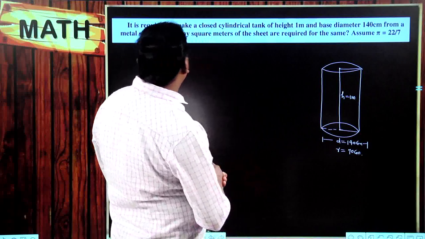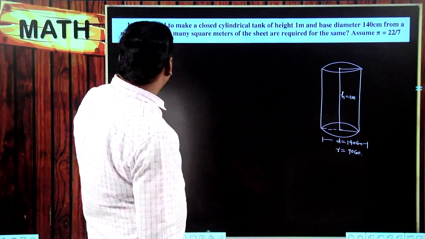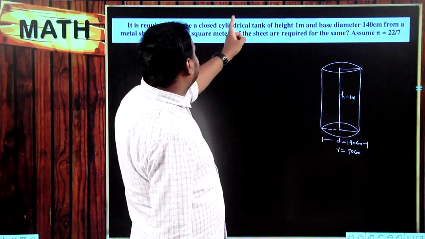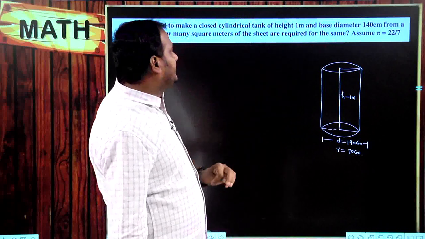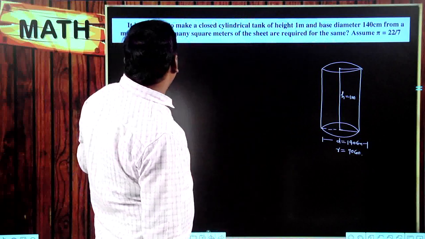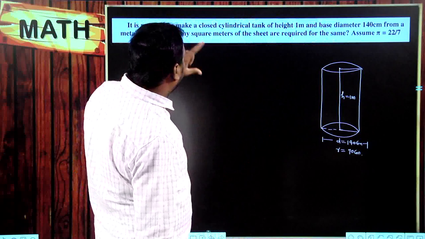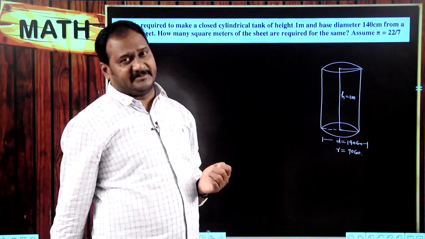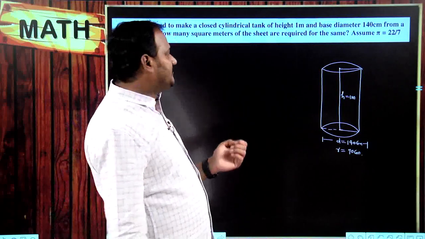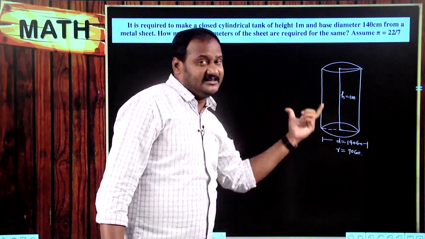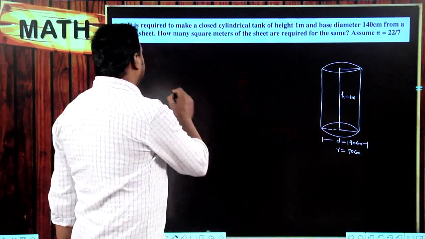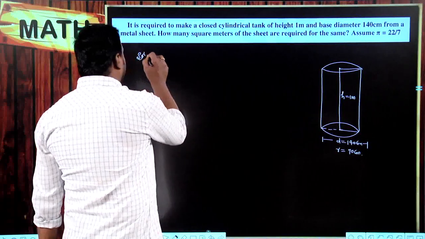How many square meters of the sheet are required for the same? See here, we need to understand that it is required to make a closed cylindrical tank of height 1 meter and base diameter equal to 140 centimeters from metal sheet. How many square meters of the sheet are required for the same? So, what does it mean? You need to find the total surface area of the sheet.